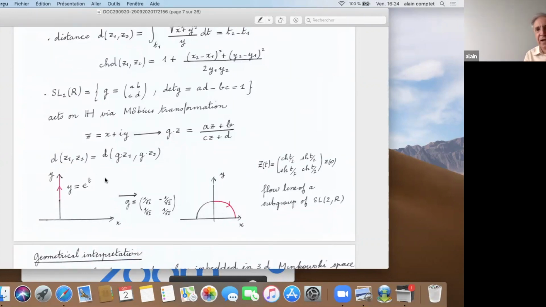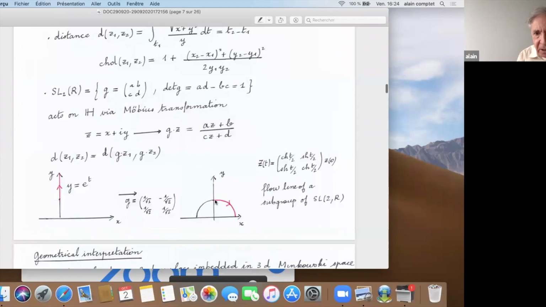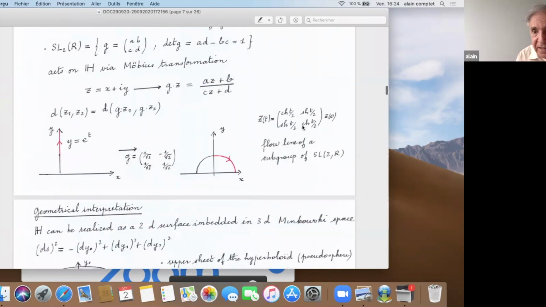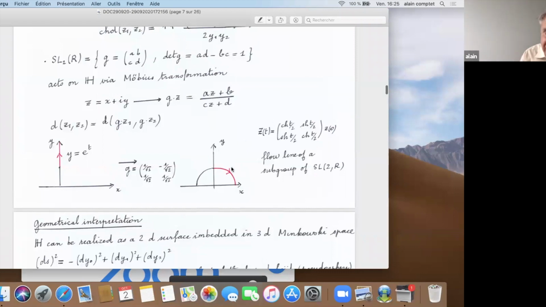You can move one geodesic to the other, as in the Euclidean space, you move a line into another line by an action of the Euclidean group. Not only that, but you can consider the motion on a given geodesic line. If you fix the initial condition Z of 0, you can get Z of t by acting on Z of 0 by a certain SL2 matrix, which here you have a certain subgroup of SL2, which is a hyperbolic subgroup. So you can view these lines, in fact, as flow lines of a certain subgroup of SL2.